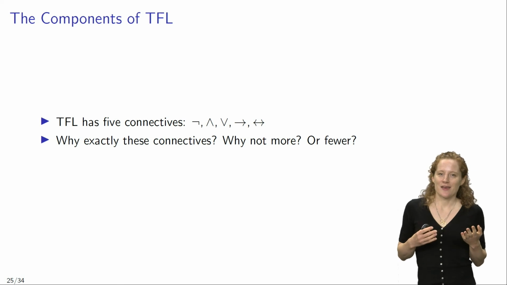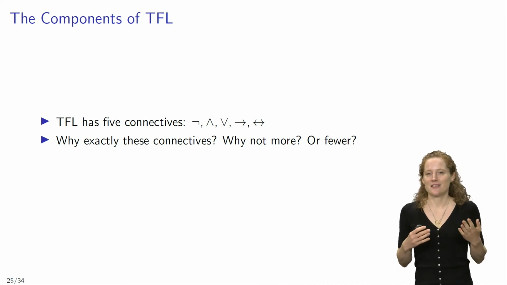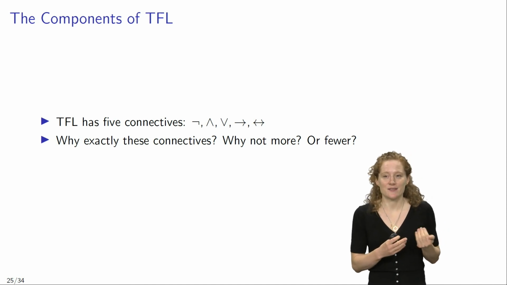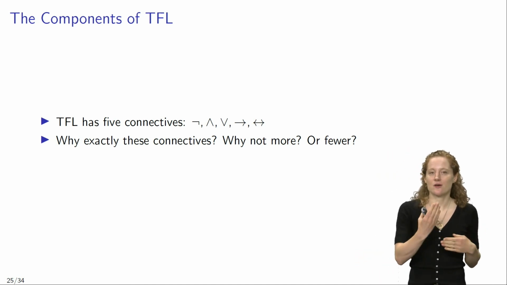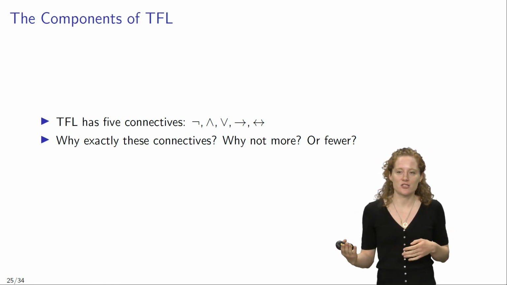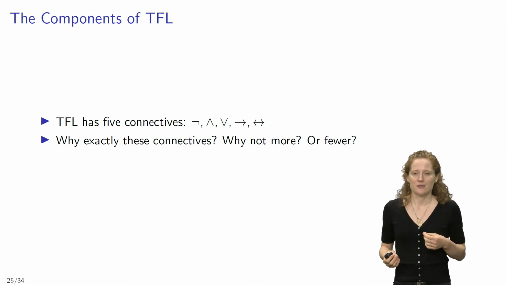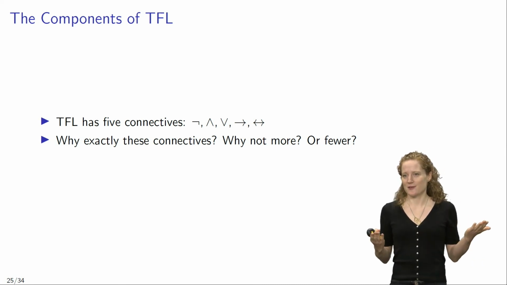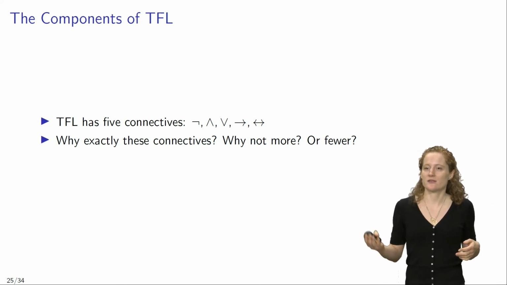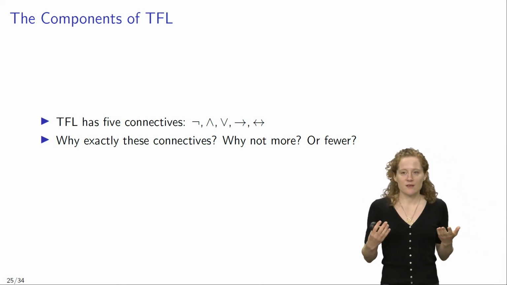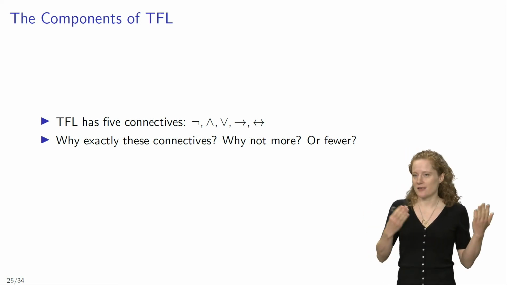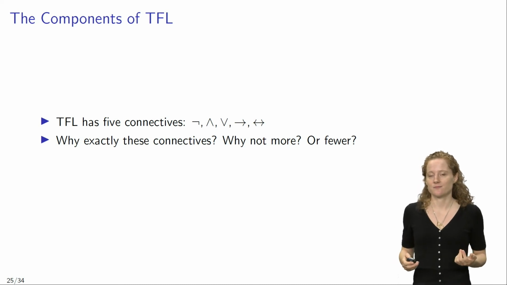Let's start with a somewhat different but closely related question. So TFL has 5 connectives: the negation sign, the conjunction sign, the disjunction sign, the conditional, and the biconditional. Now you may wonder, why these 5 connectives? Why didn't we choose fewer connectives or more connectives? When we constructed TFL, why did we settle on these 5 connectives and not a different set?